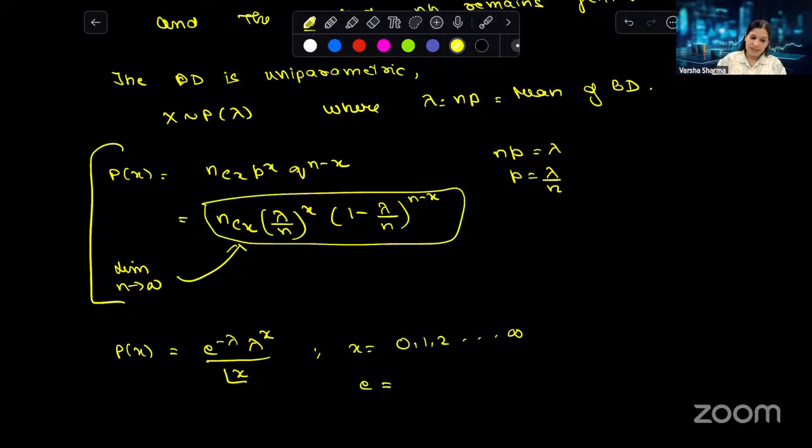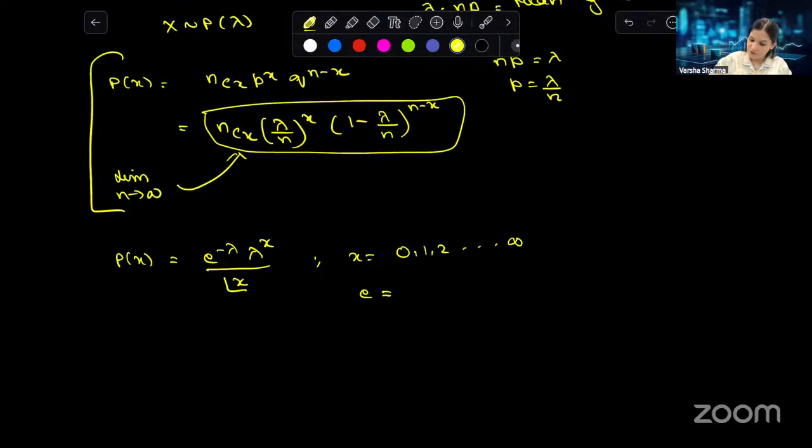Now, e is a fixed value. We'll never put the value, but e has a fixed value. It will be provided in the question in general, but e is not a variable, e is a constant value. It's also known as an exponential or a transcendental quantity.